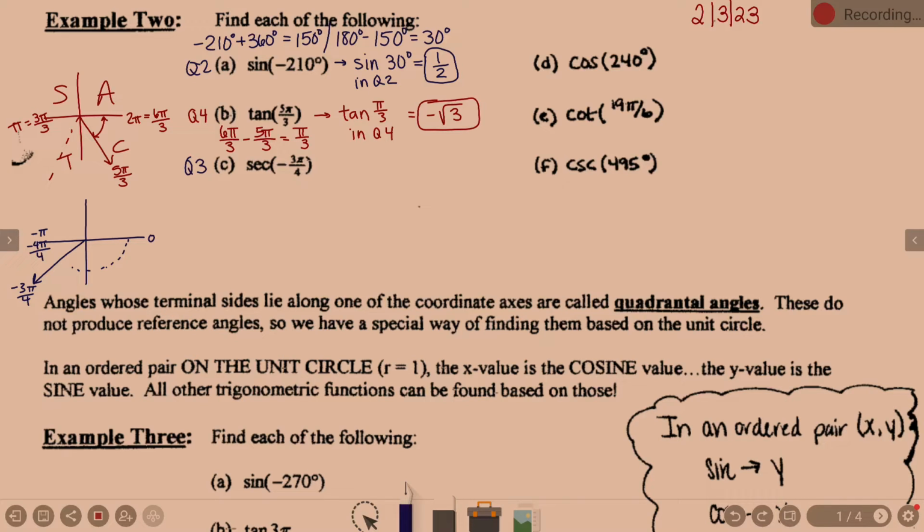Now, what's the other option if that whole negative issue was a struggle for you? How can we get out of the negatives? What do we add to something if we want to find another name for that same angle? 2 pi, or 360. So if I take negative 3 pi over 4 and add 2 pi, what is 2 pi as a fraction in this case? 8 pi over 4.